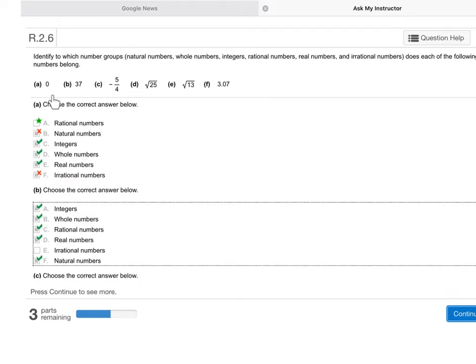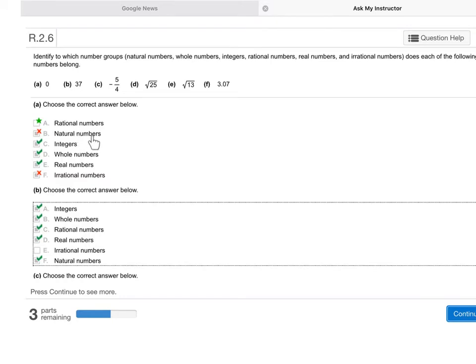I guess you want to identify which set of numbers each of these belongs to. I guess the first one is zero. Zero would be a rational, but it's not a natural number.